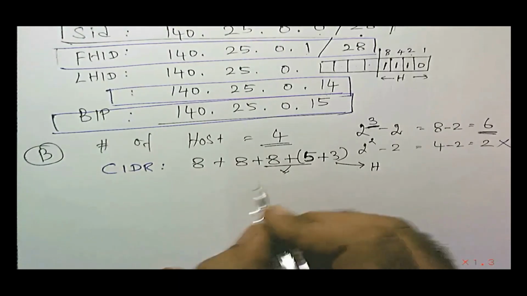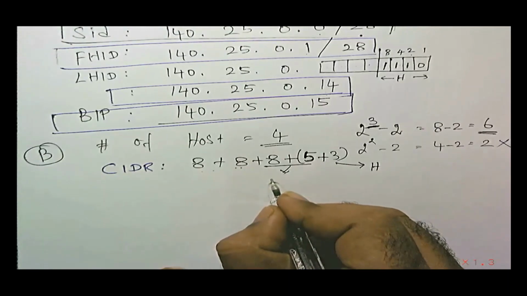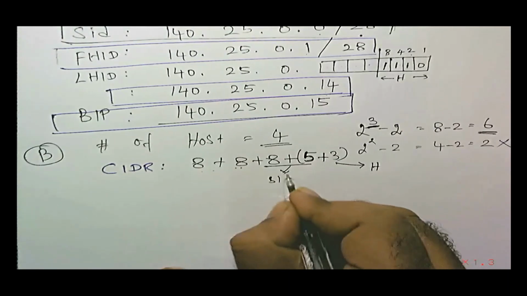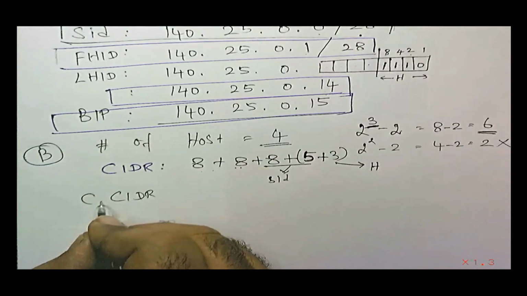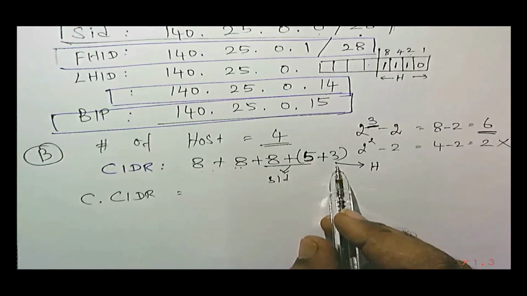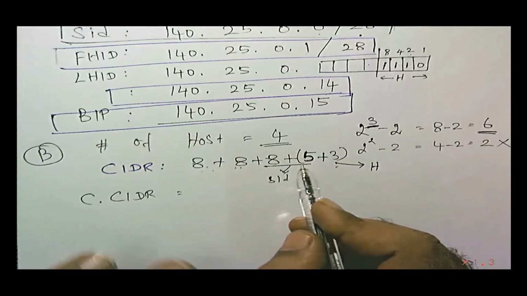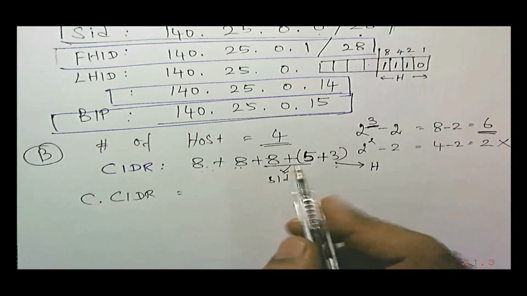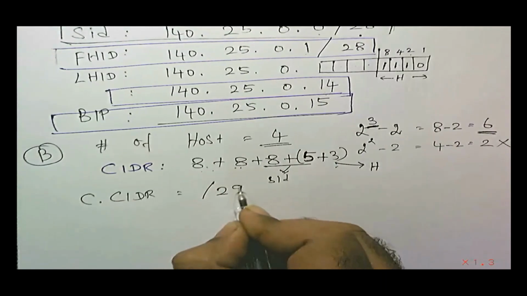Because this is class B, we are dealing with class B, by default 8 plus 8. So this is going to be the subnet part. What is the custom CIDR value? In 32 you have to subtract 3. So 8 plus 8 plus 8 is 24, then 25, 26, 27, 28, 29. So /29 is going to be your CIDR value.